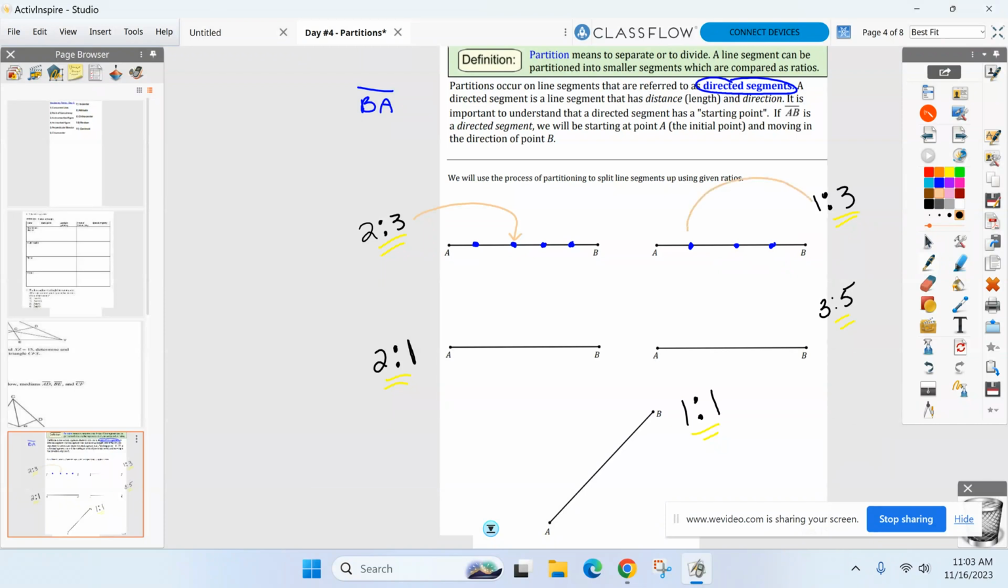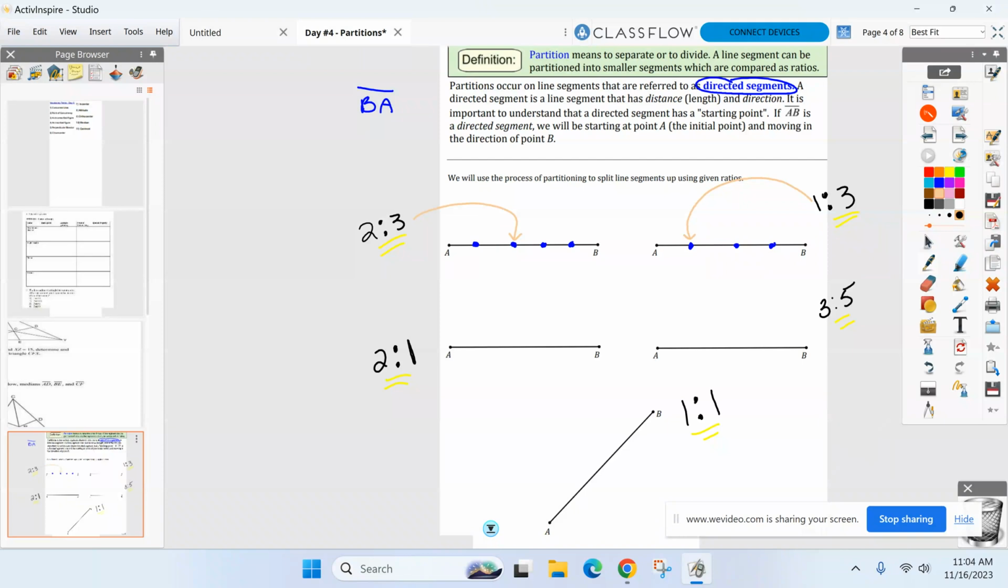And hopefully we're going to this point here. Okay, 1 to 3. If I said B to A, it would be this point here. All right, but we're going to stick with directed segment AB. Good so far. You guys are getting ahead of me now.